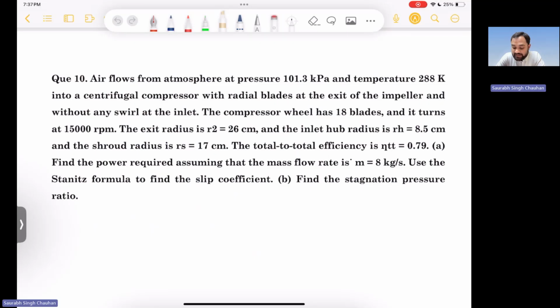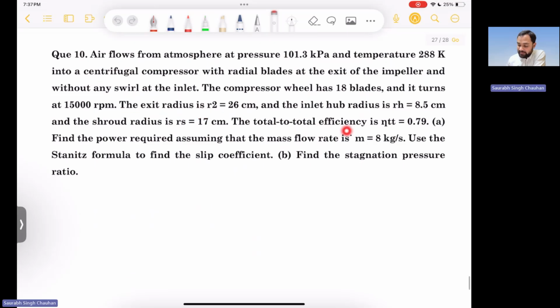Then it says that the compressor wheel has 18 blades, and it turns at 15,000 RPM. So this is your angular velocity. The exit radius R2 is equal to 26 centimeter, the inlet hub radius is 8.5 centimeter, and the shroud radius is 17 centimeter. The total to total efficiency is 0.79. We have to find the power required.